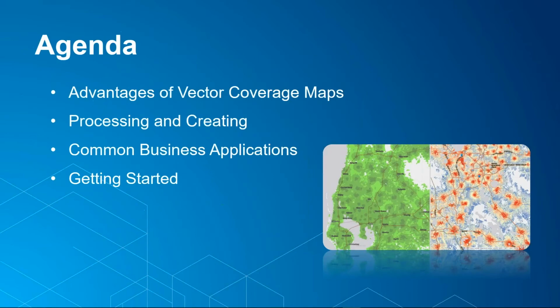A little bit about the agenda today. We're going to be first covering the advantages of vector coverage maps, a little bit of the difference between them, what is a vector map versus a raster map. And then we'll be talking about the advantages. We'll be looking then at the processes for creating these types of maps. How do you go and what processes are required to create them? How can these vector maps be created more efficiently than current legacy technology?